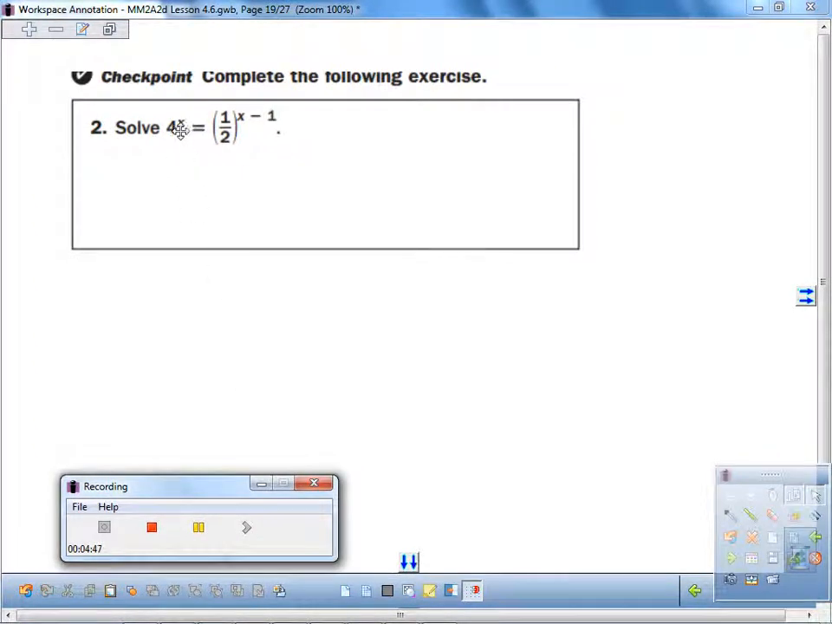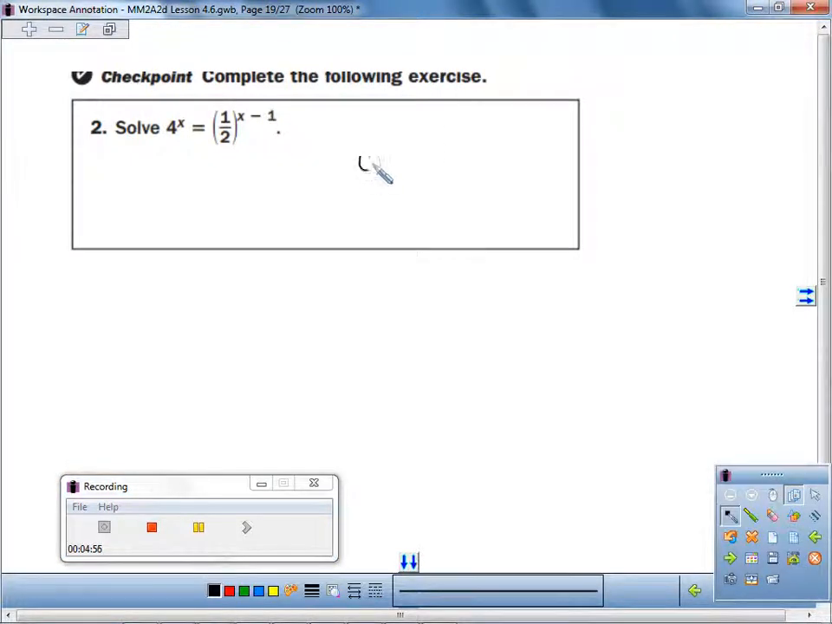Alright, now we have 4 to the x power and 1/2 to the x minus 1 power. Okay, so what we're going to do again is we're going to graph y is equal to 4 to the x, and then we're going to graph 1/2 to the x minus 1, and where they intersect, that would be our answer.